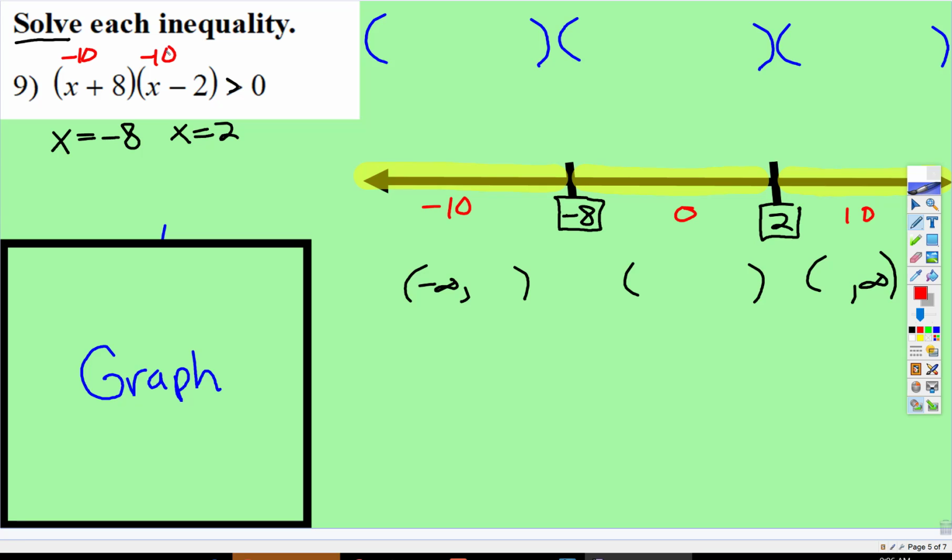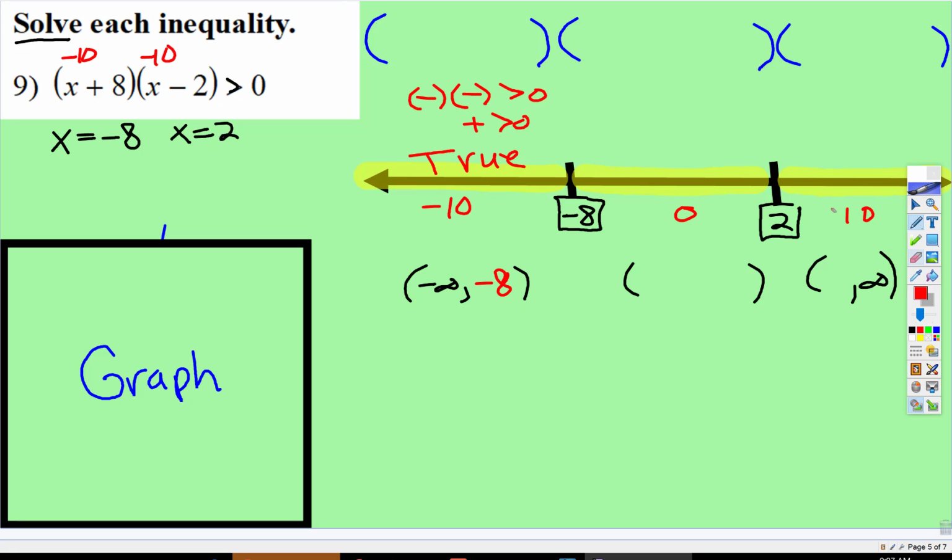into each of those x's, well, negative 10 plus 8 is a negative number. Negative 10 subtract 2 is a negative number. A negative times a negative is a positive number. And it is true, a positive number is greater than 0. So this interval, negative infinity up to negative 8, works.